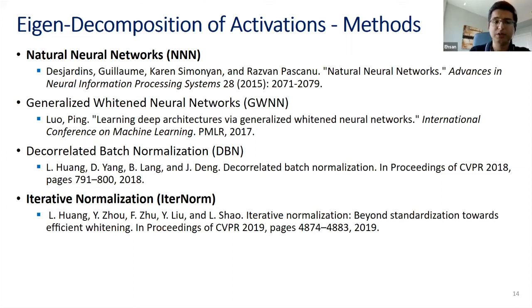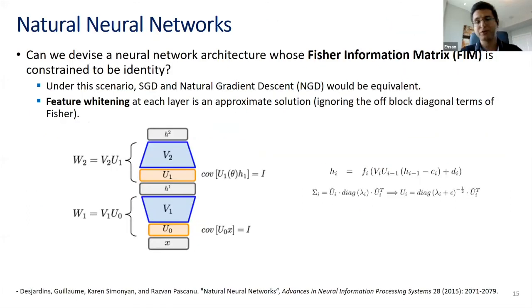We have generalized whitened neural network, decorrelated batch normalization, and iterative normalization. And this IterNorm is, I guess, the state of the art. And in our paper, we're also comparing our results with IterNorm results as well. So natural neural networks. What's the idea here?